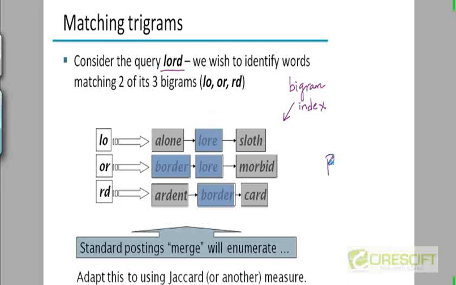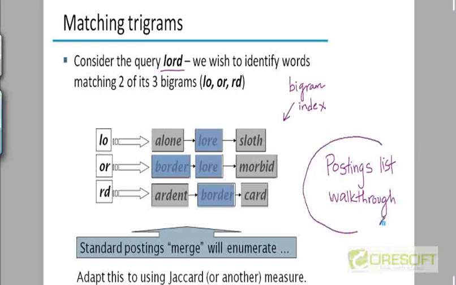One of the things I want you to remember here is how we did a pointer walkthrough during our intersection operation in chapters 1 and 2. We are going to do a similar walkthrough here, except that instead of 2 pointers, we are going to have 3 simultaneous pointers walking through these 3 postings lists.